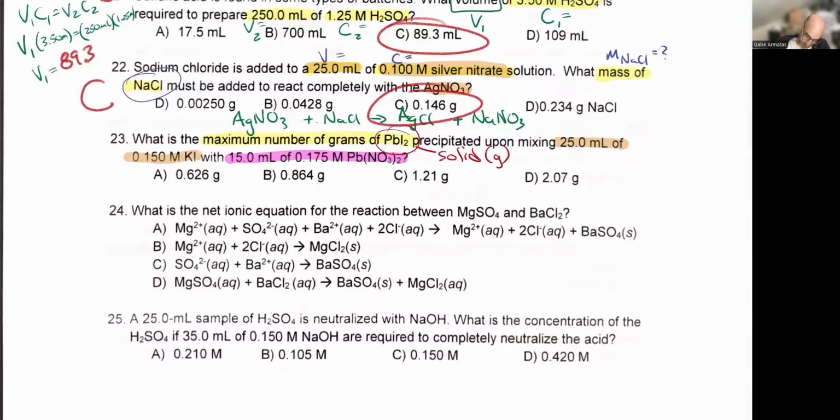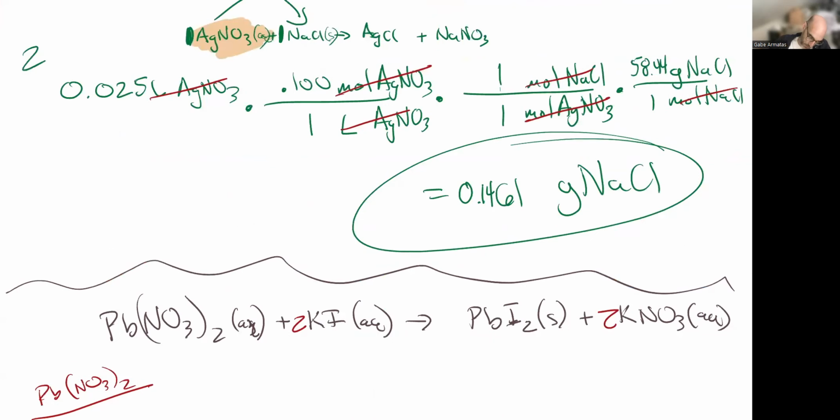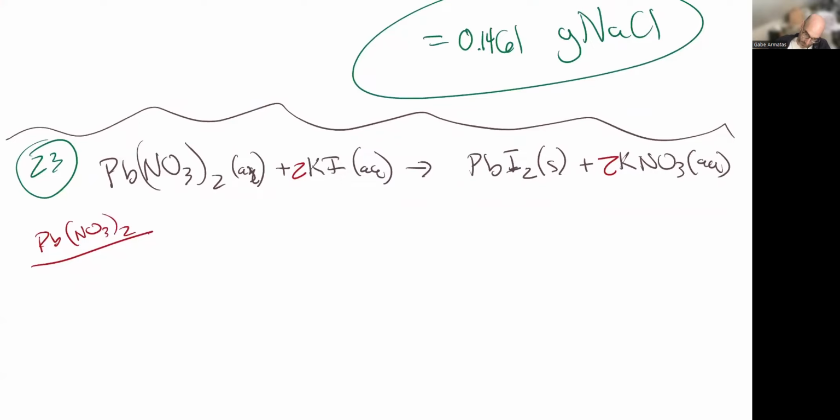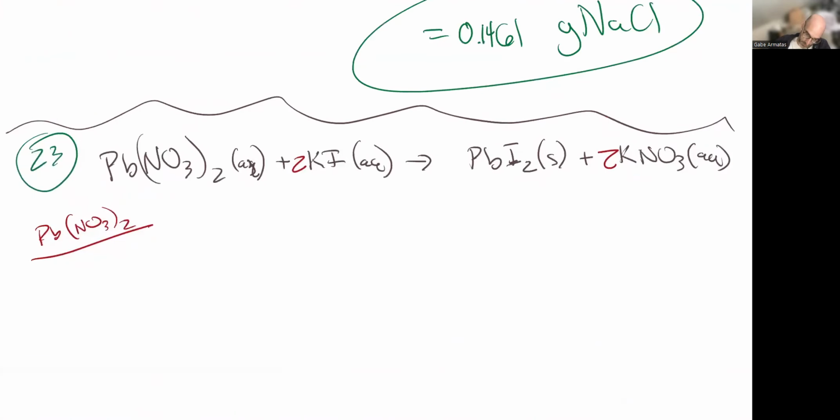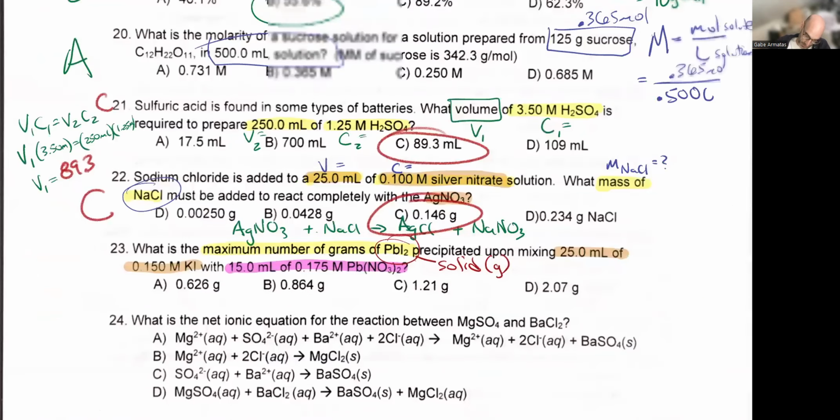I should probably do that's 22 and 23. So this one was question 22. This one is question 23. And so it goes. So let's start with lead nitrate as our starting material and see how much it ends up with.